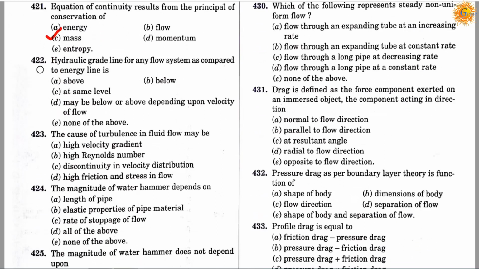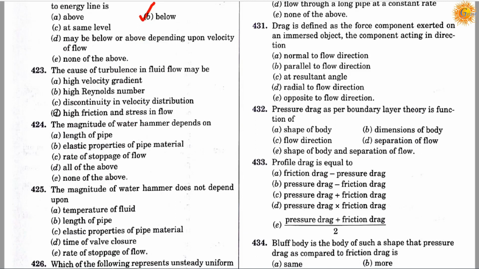Question number 422. Hydraulic grade line for any flow system as compared to energy line is: option A, above; option B, below; option C, at same level; option D, may be below or above depending upon velocity of flow; option E, none of the above. So correct answer is B, it's below.